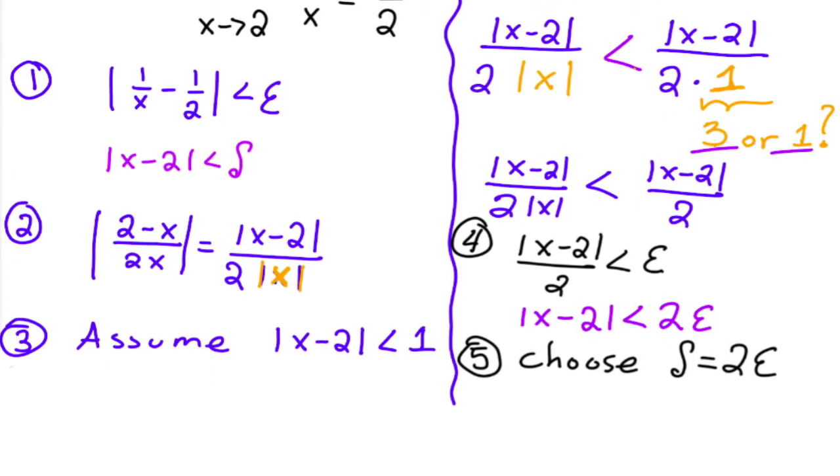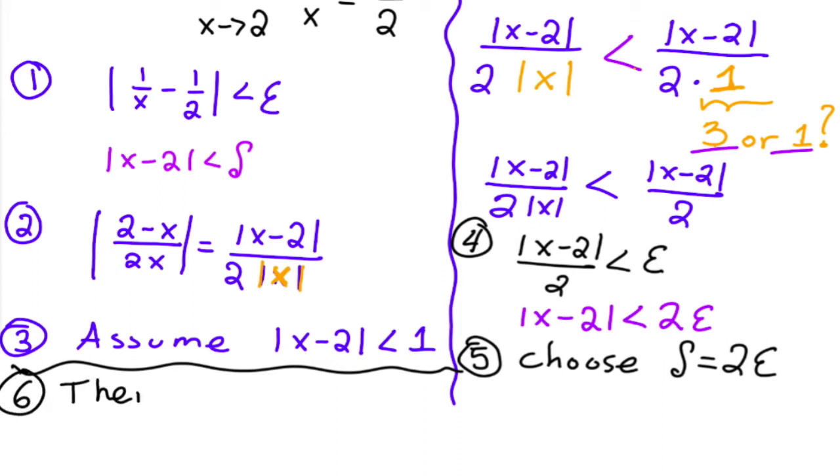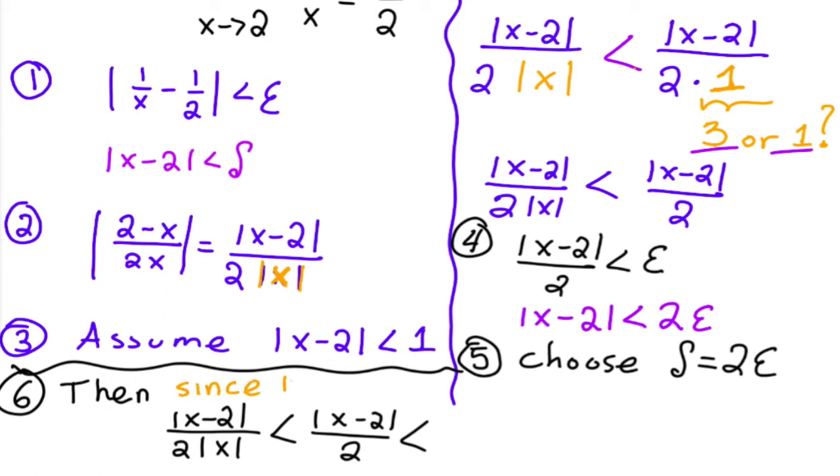And if we choose delta to equal 2 times epsilon, then what we have is |x - 2| over 2 times |x|, which is less than |x - 2| over 2, which is less than, I should add, since |x - c|, or |x - 2|, is less than delta, or 2 epsilon, then this is less than 2 epsilon over 2, which is equal to epsilon. And that's it.